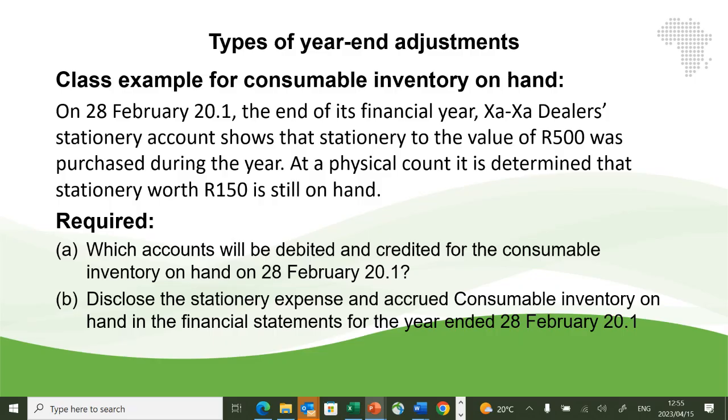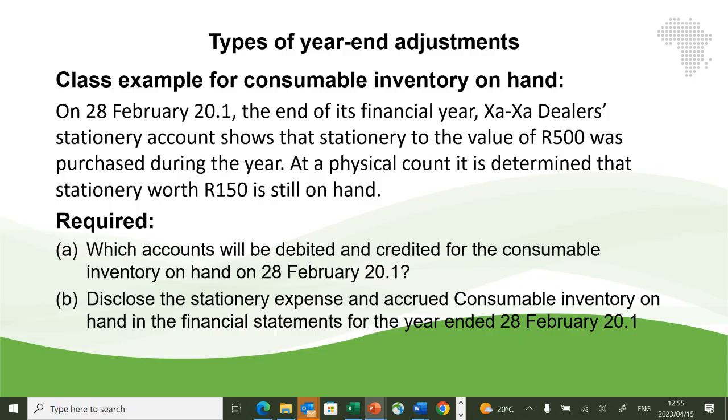At a physical count, it is determined that stationery worth 150 is still on hand. So I think you can already see that stationery worth 150 was still on hand. It was not used. So it becomes what? It becomes our consumable inventory on hand. It is how much? 150.